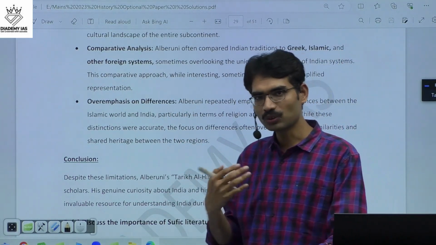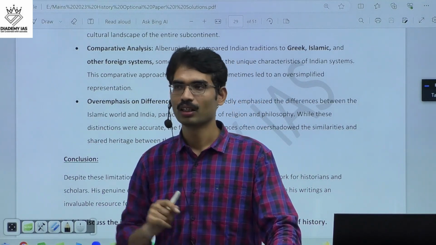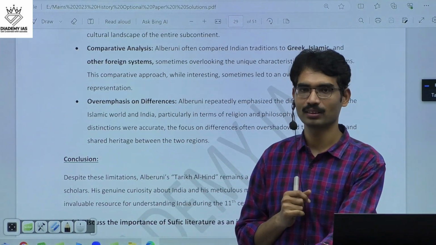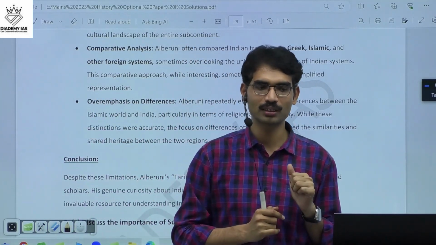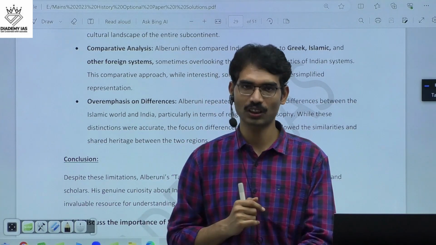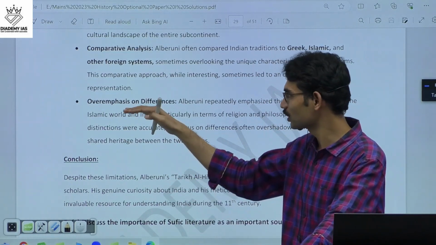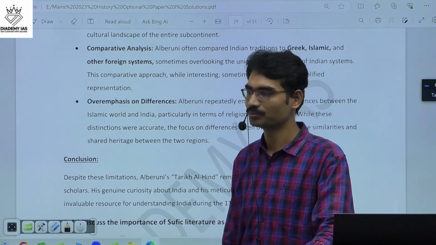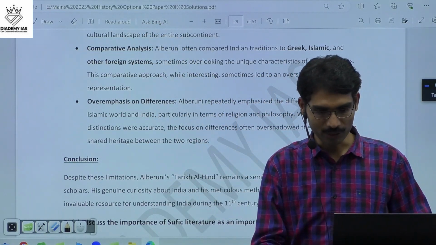For example, even today also we are facing this problem. Secularism, the best example. The European secularism concept is different, the Indian secularism concept is different. But if we apply European secularism as it is to Indian secularism, there is a probability of misinterpretation of secularism. A similar kind of problem was there 1000 years ago. So that is how he always emphasized over differences. So these are various limitations when it comes to Al-Biruni.